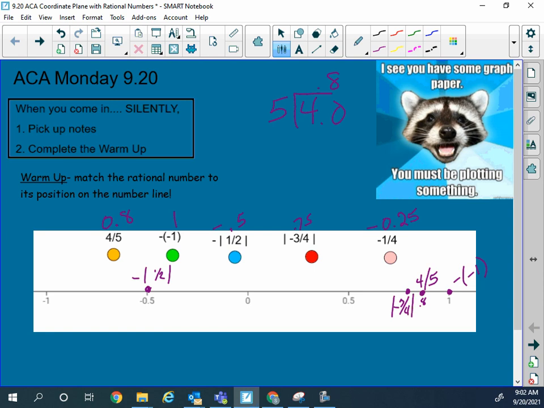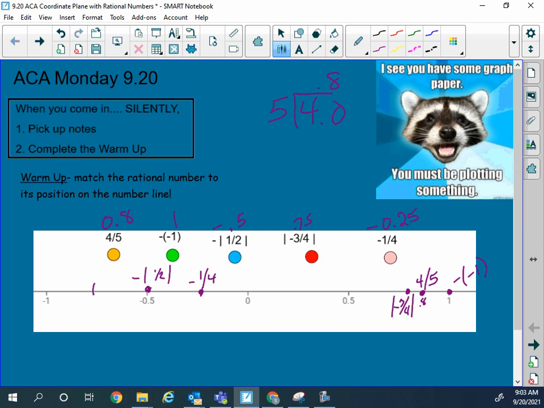And then we have -1/4, -0.25. Where does that go? Between 0 and 1. So 0.25 should go here. Come on, guys. Between 0 and 0.5. So here? Yes. So -1/4 should have gone right there.